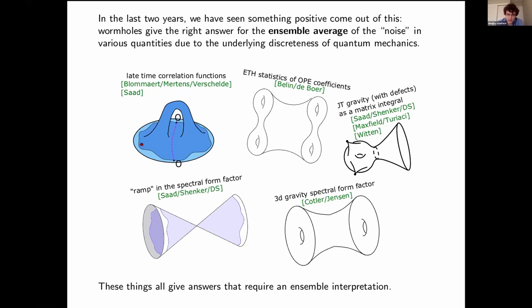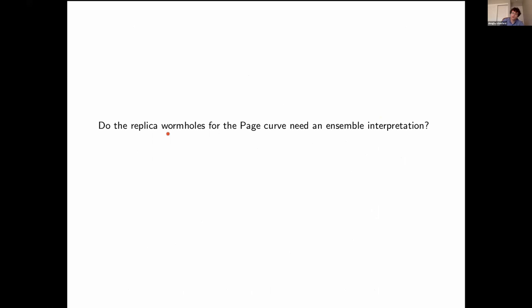And these geometries, these results by these various authors, compute quantities that basically give the ensemble average of that quantum noise. So they accurately compute, they give the right answer for something, but it's not an individual erratic trace. It's some kind of average of that. So they're doing something good, but it's something good that has to be interpreted in the context of an ensemble. So here's the question we want to address. Do the replica wormholes for the Page curve need an ensemble interpretation like this?